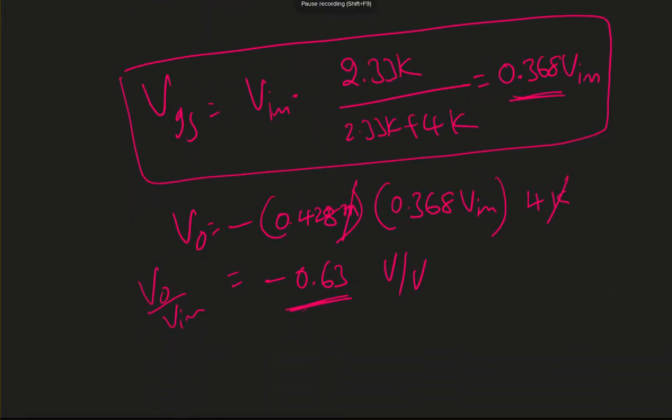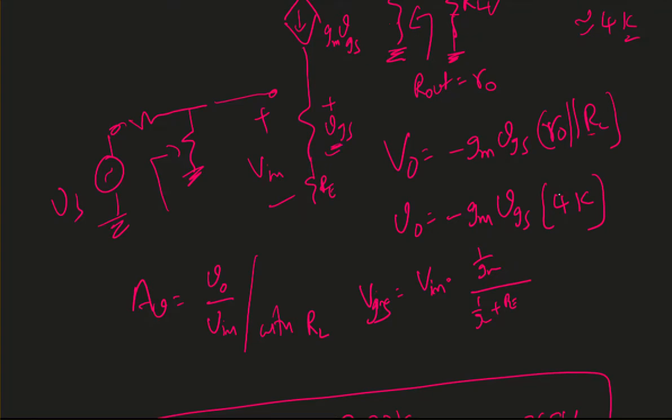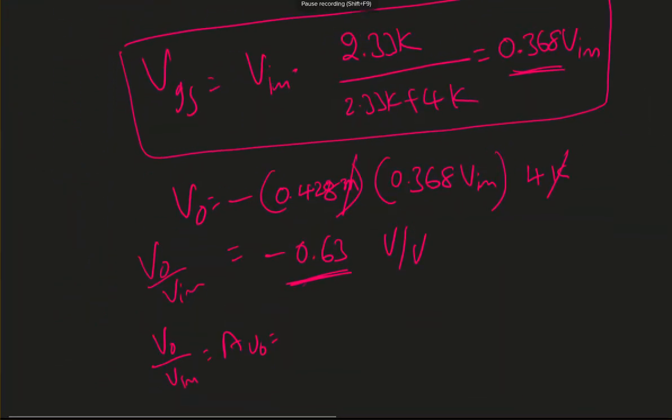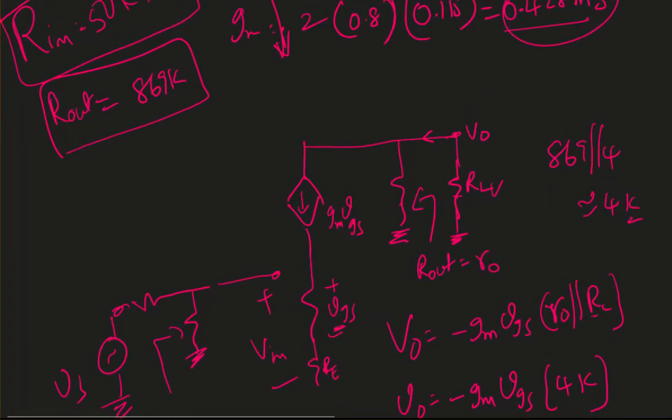Now, when it comes to the no load gain, V0 over Vn, which is AV0, AV0 is without any load. So when I consider no load, this RL is going to disappear. So this is a very big number, like 869. If I have that number, then this is going to be negative 0.428, 0.368, and 869.